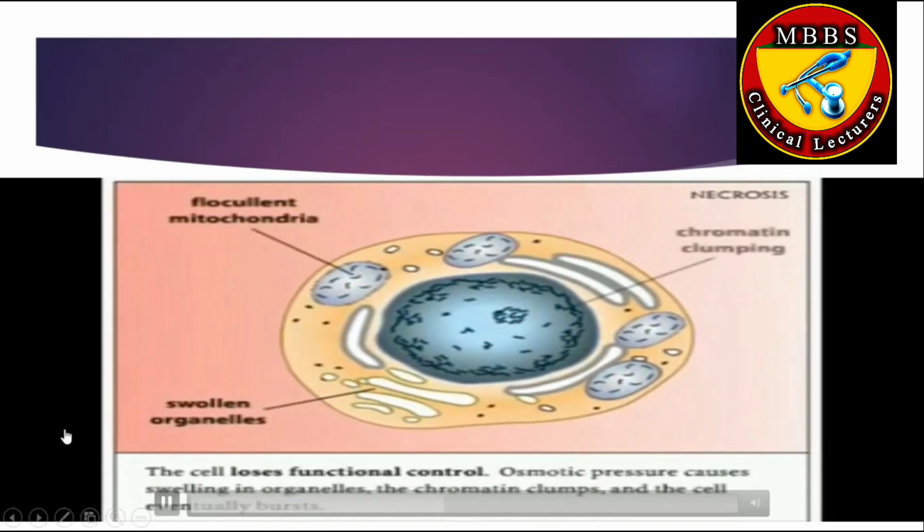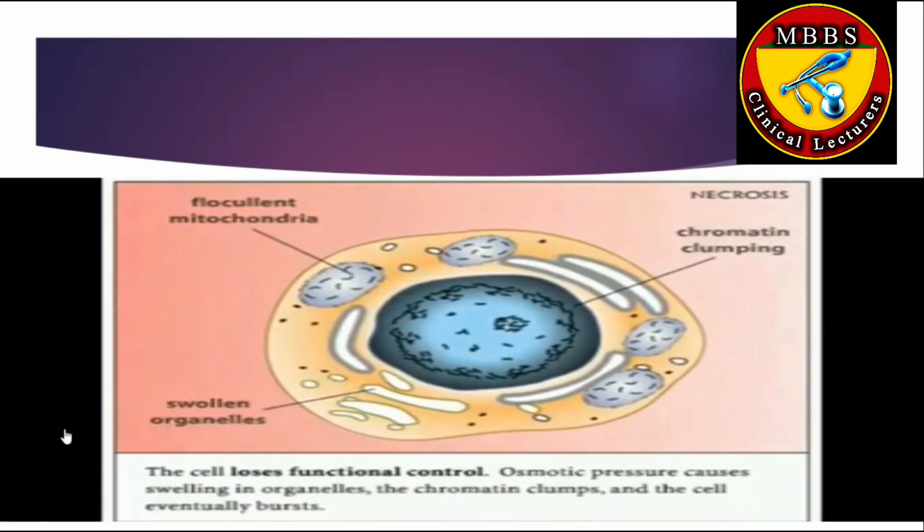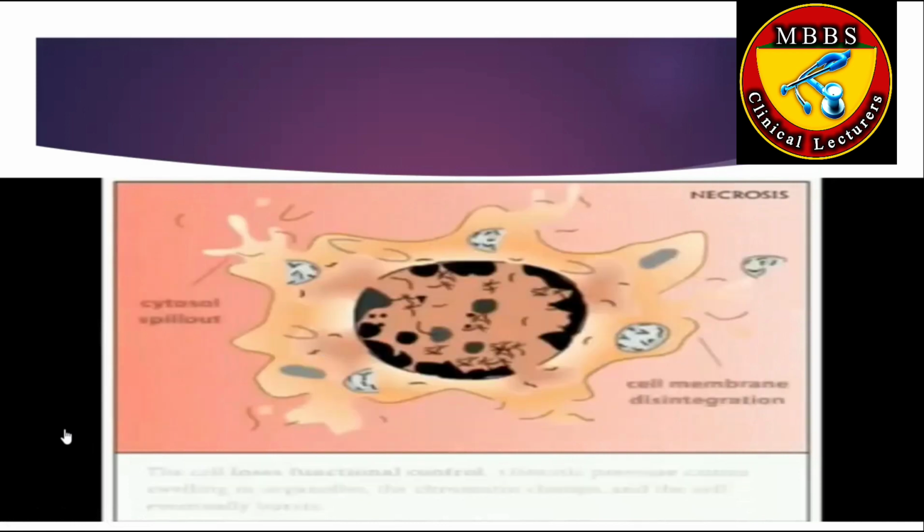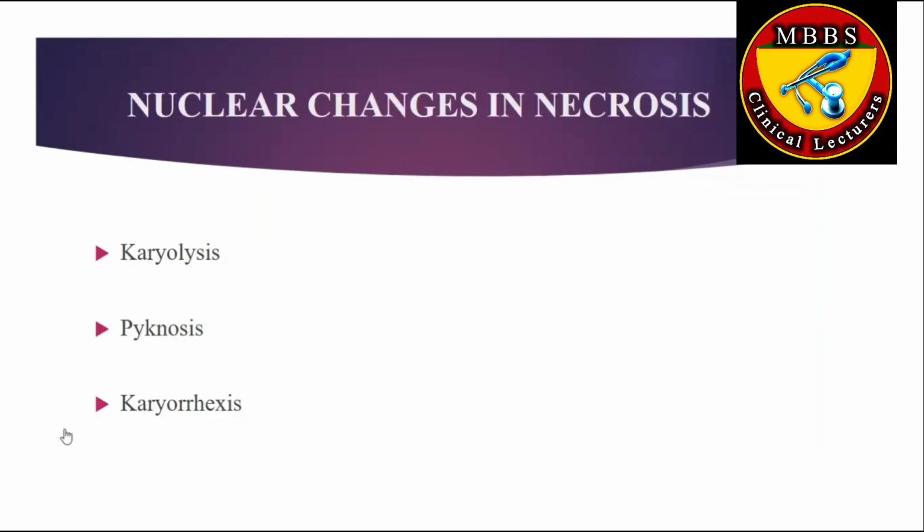We can see that the organelles of the cell become swollen and the chromatin clumps, and the cell ultimately bursts, and all the organelles come out, with disintegration of the cell membrane. Now come to the nuclear changes that occur in necrosis. The nuclear changes occur in one of three patterns, and it is all due to the breakdown of the DNA and chromatin.